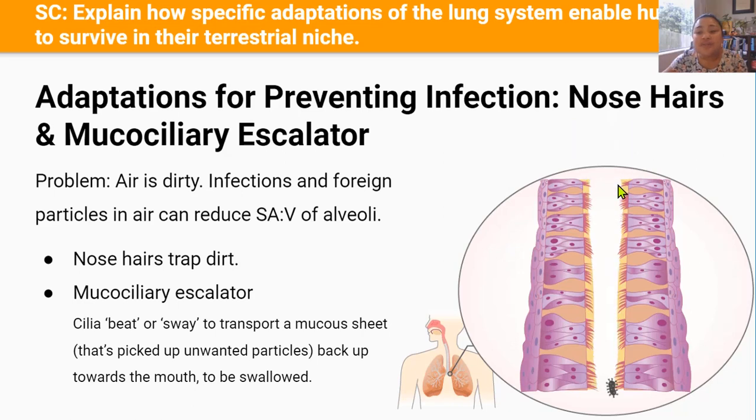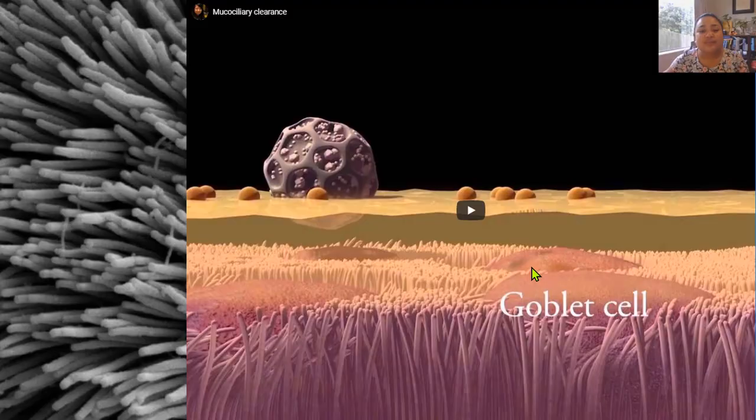So the mucociliary escalator, this thing here, prevents infection, and therefore it plays a huge role in ensuring that dirt and dust and debris don't get into our lungs, and it ensures we have a large surface area to volume ratio of alveoli. I want you guys to fully appreciate the mucociliary escalator because it's just such a cool adaptation and how it prevents the alveoli from infection. So let's just watch this video here.